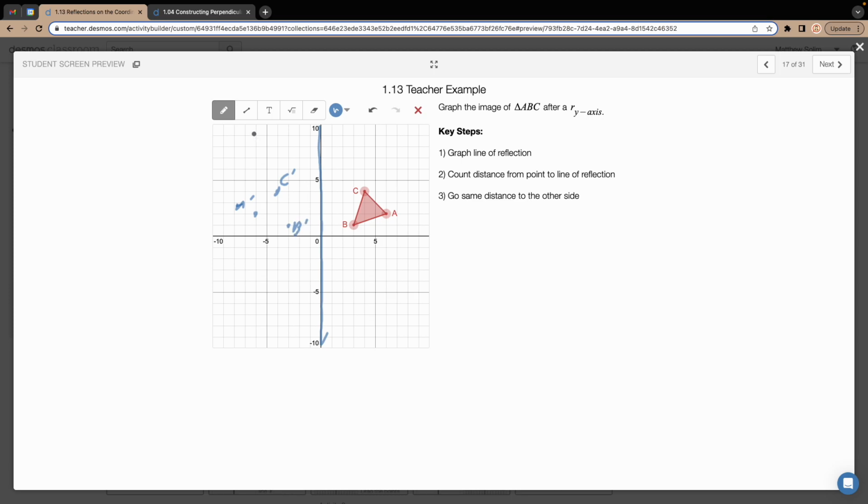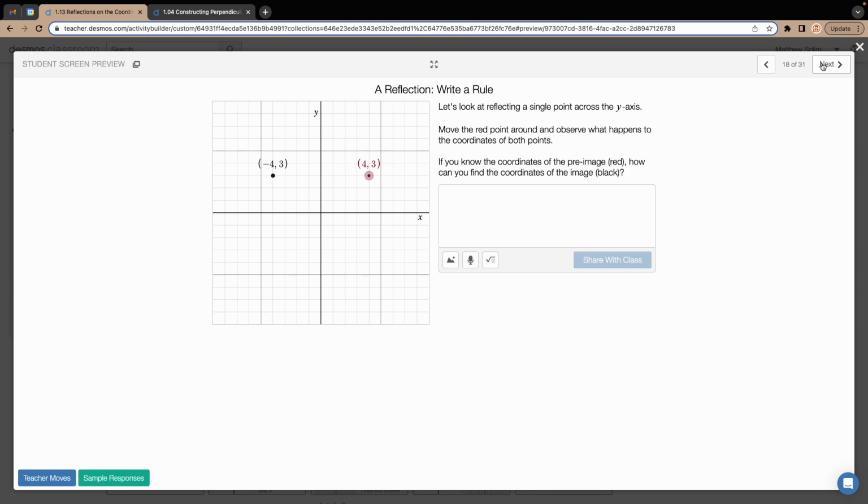And if we do that, we could use the segment tool to make our triangle a little better. We can flip that triangle over the y-axis just by counting how far from the line of reflection and going the same distance to the other side. Pretty easy for the y-axis, x-axis, or horizontal and vertical lines.